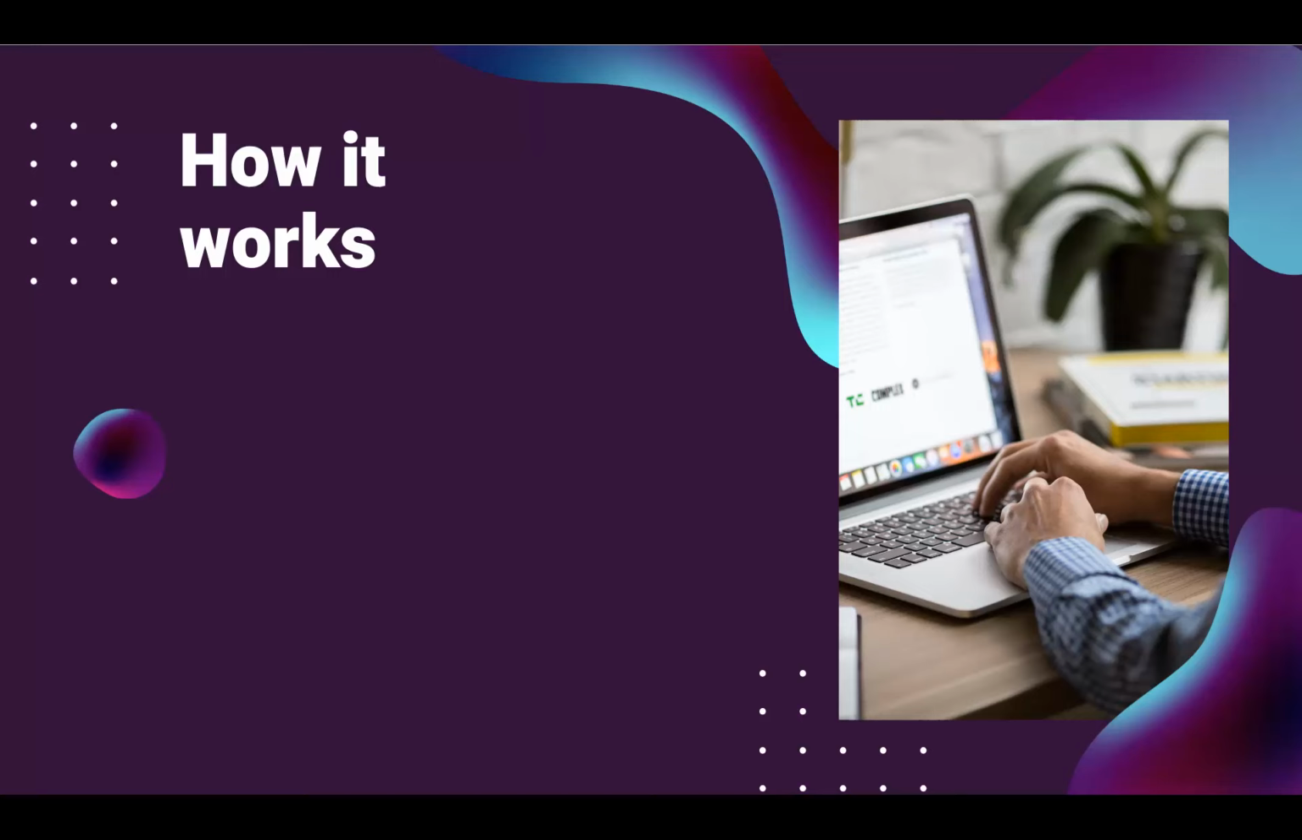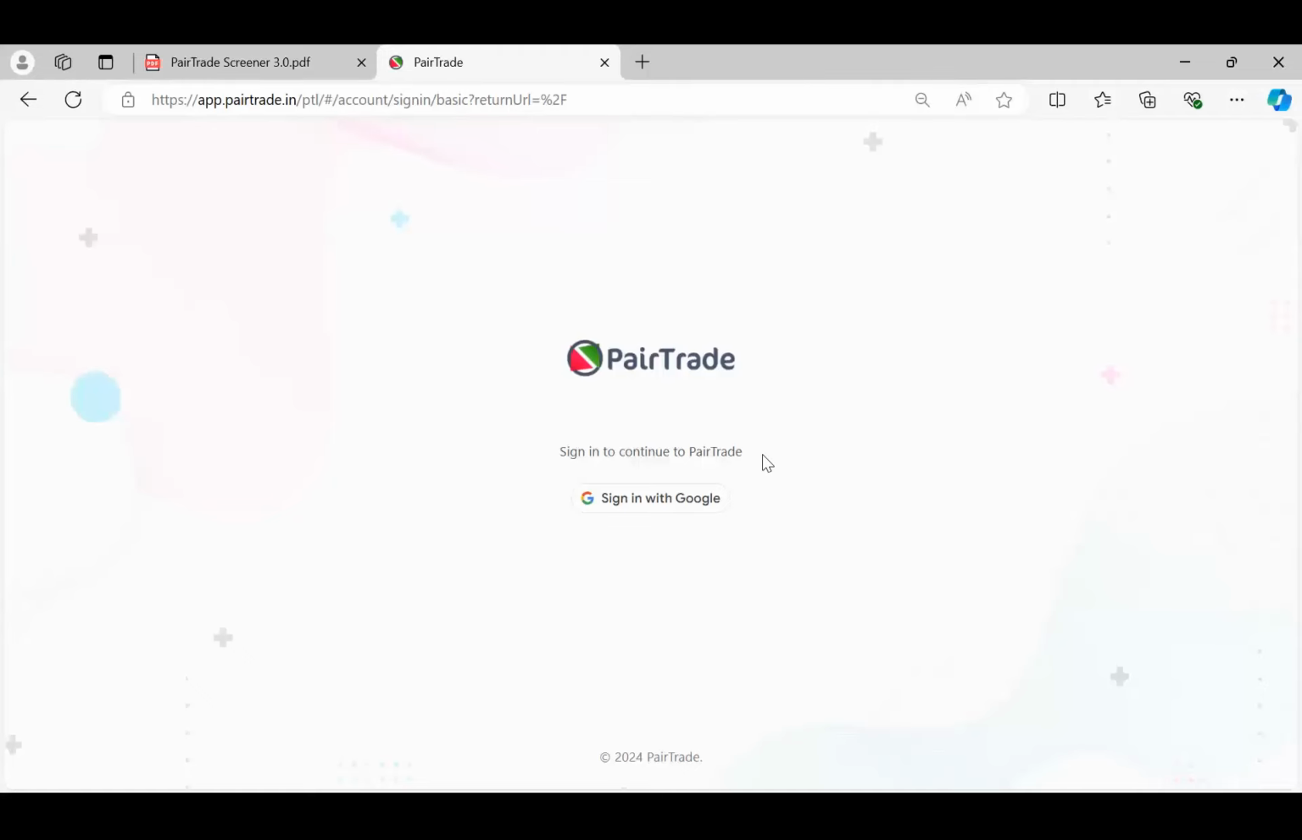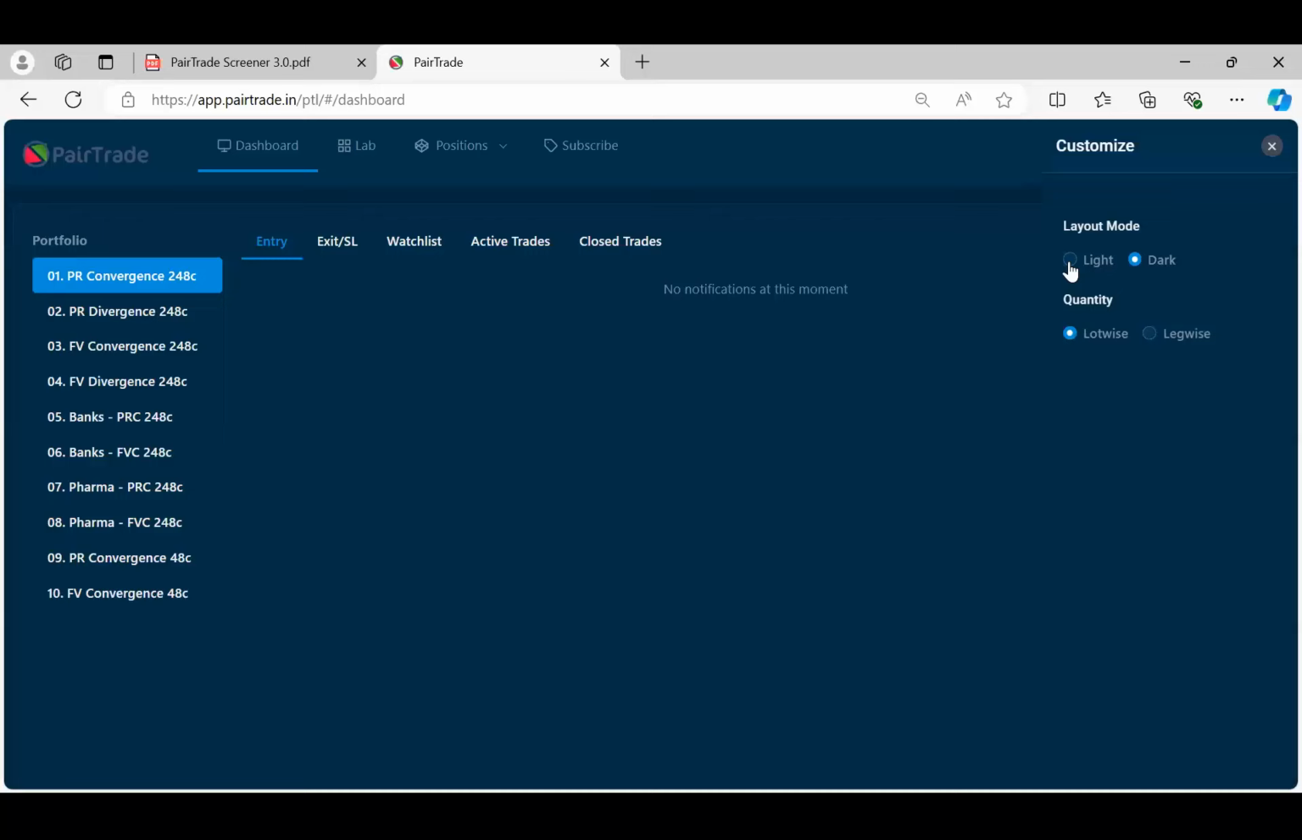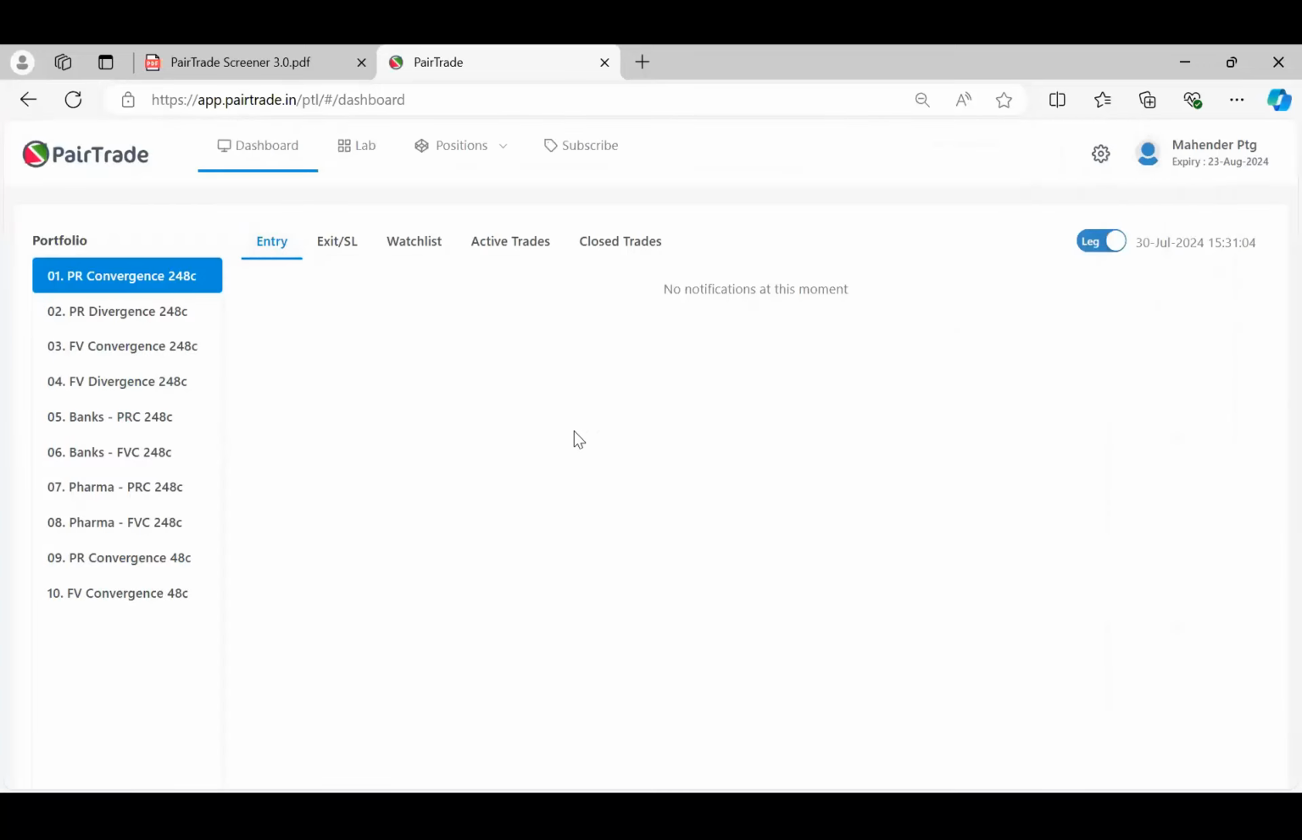Now let's see how the whole system works. So let me switch to the application. Yeah, so this is the login screen. So I sign in with some Google account. Yeah, I switch to light mode. There are multiple tabs here. One is the dashboard, lab, positions, and subscribe and all.